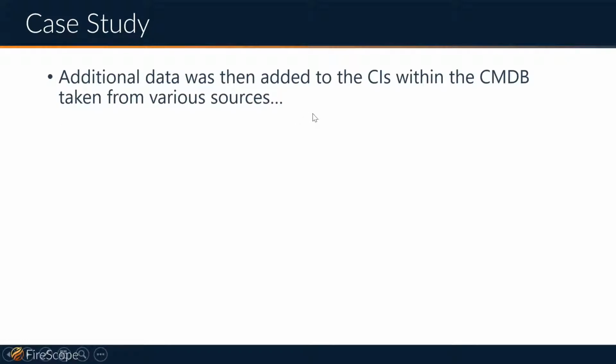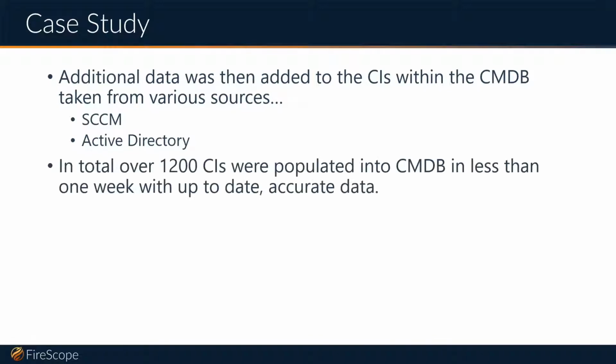So what we ended up with, they then took additional data from other sources and brought that directly into the CMDB. And this was from things like SACM and Active Directory. So they were able to add things like some software inventory information and some Active Directory membership information to the CIs from the data we'd presented.